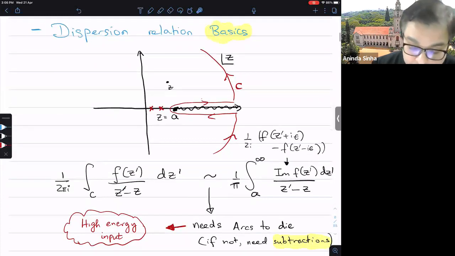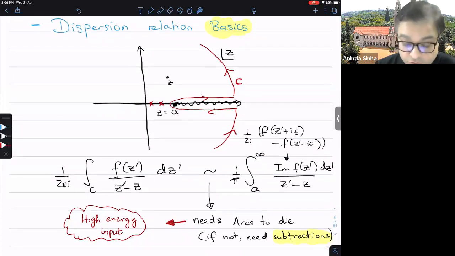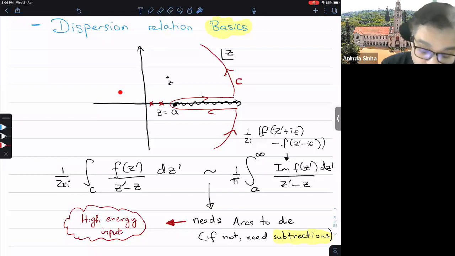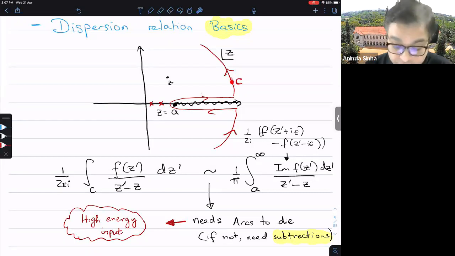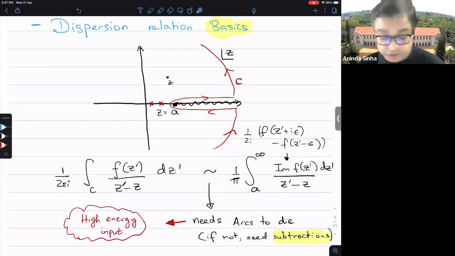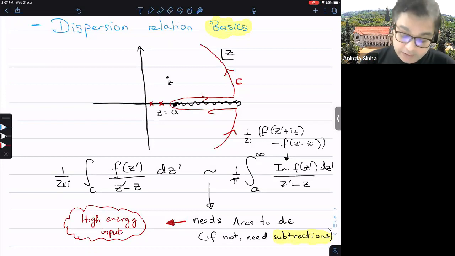So this is a very quick overview about dispersion relations. So imagine that you have a function of one variable f of z, and you know that the structure is such that there is a cut along the real axis, and you also know that it has got nice properties which basically enables you to close the contour at infinity. So if this function did not have these nice properties, you would require to make something called subtractions, but in principle it's always possible.